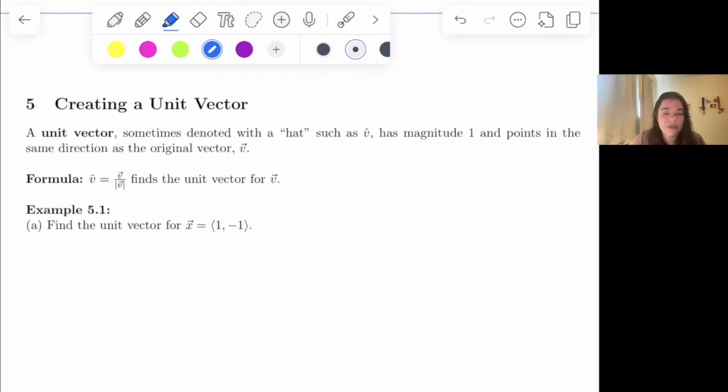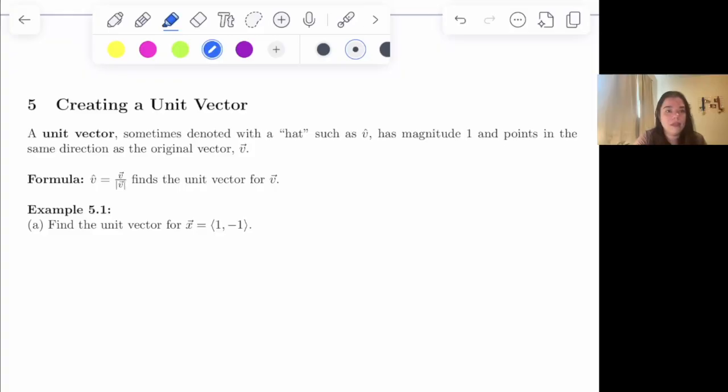So we need to figure out what a unit vector is and how to create one. A unit vector, sometimes denoted with a hat, like v hat (notice there's a tiny little hat up there), has a magnitude of 1. All unit vectors have a magnitude of 1. That's what unit vector means, referring to one unit. A unit vector has a magnitude of 1, and it points in the same direction as the original vector.